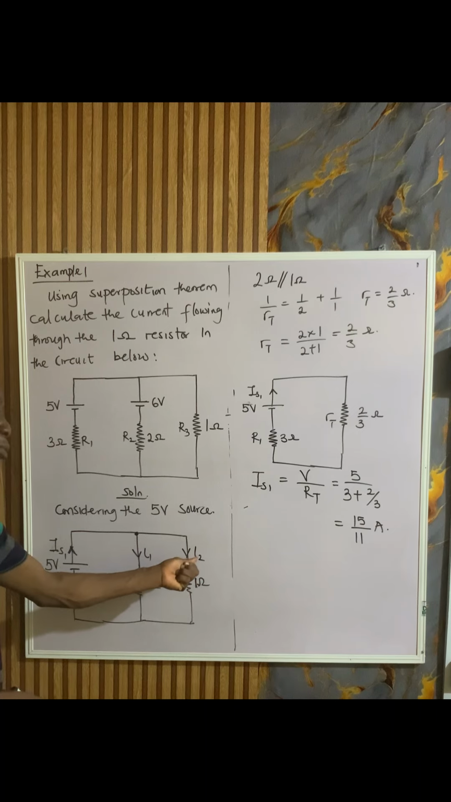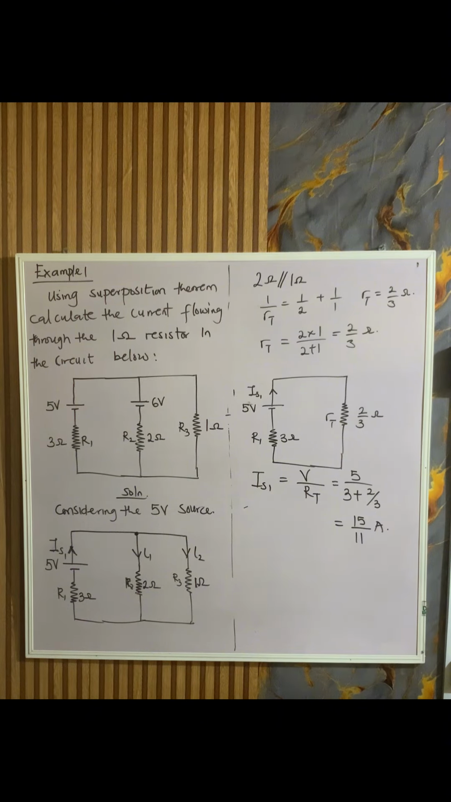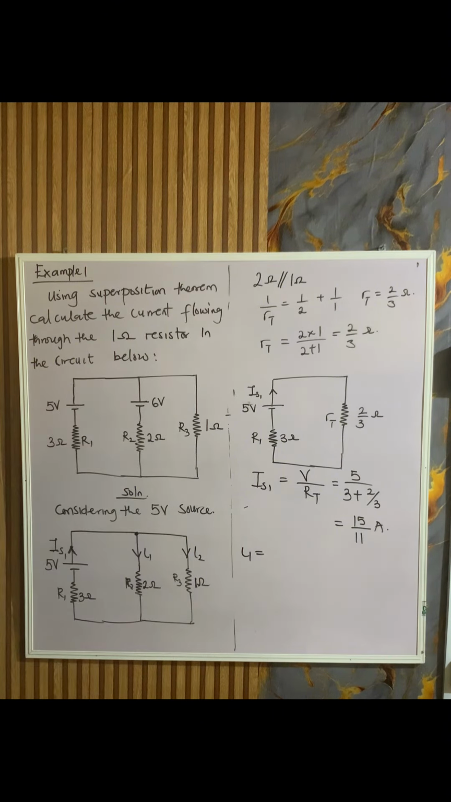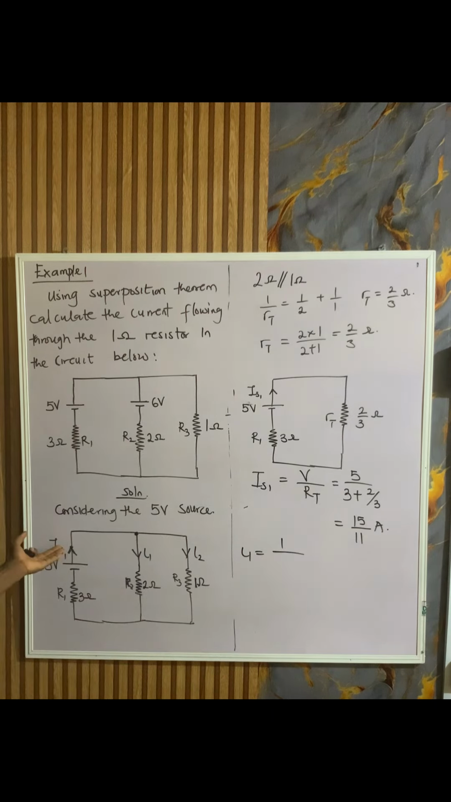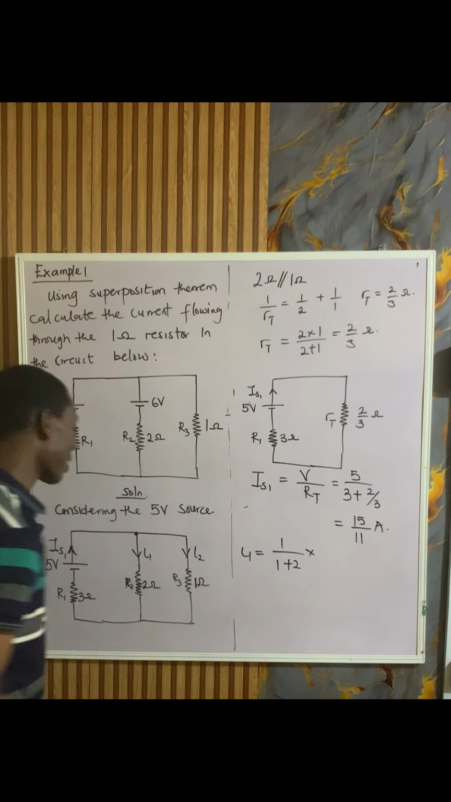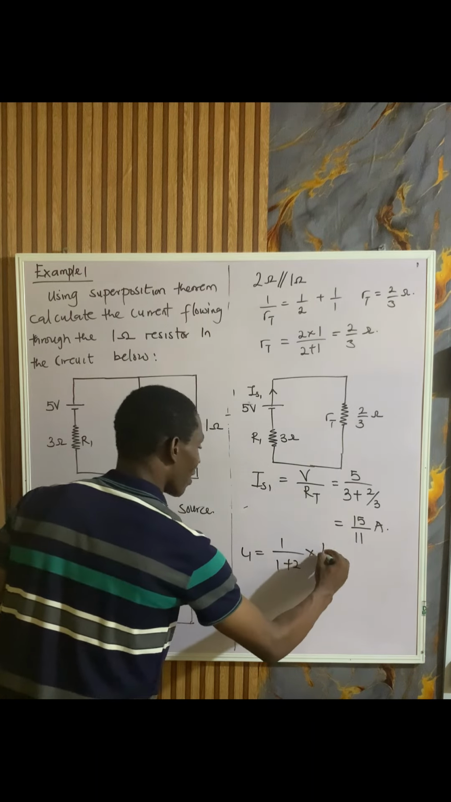I'm just supposed to calculate I2, but let's get I1 and I2 using our knowledge of the current divider rule. Quite an easy one. If I'm looking for I1, it will be the other resistor, that is 1, over the 2 resistors sharing this source. The 2 resistors sharing this source are 2 ohm and 1 ohm. That's 1 plus 2, times the current they want to share, which is I source 1. We've got that to be 15 over 11.